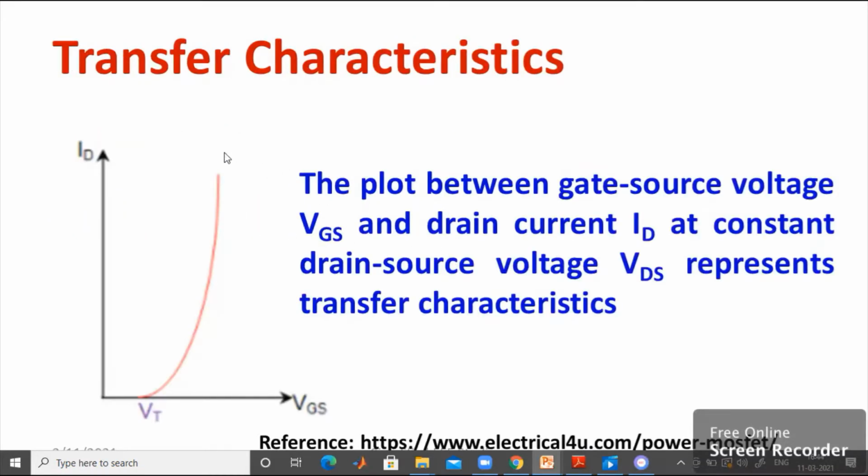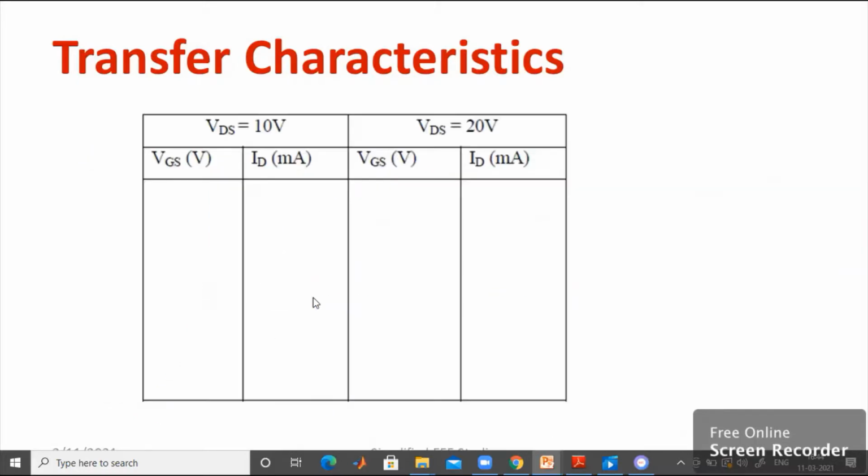In the case of transfer characteristics, you are going to plot ID versus VGS, where you are going to keep VDS as a constant. Then you are going to measure the threshold voltage and so on. Here you keep VDS at a constant value, say 10 volt. Then you vary VGS and, in parallel, measure ID. This is one set of readings.